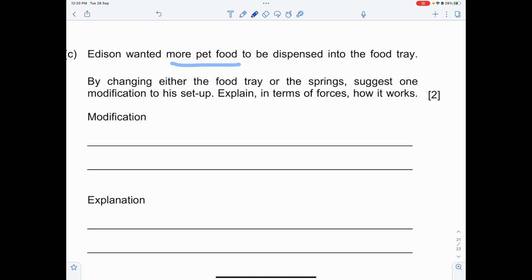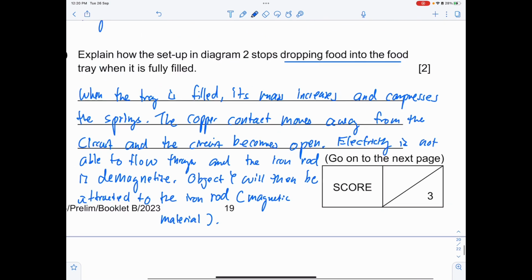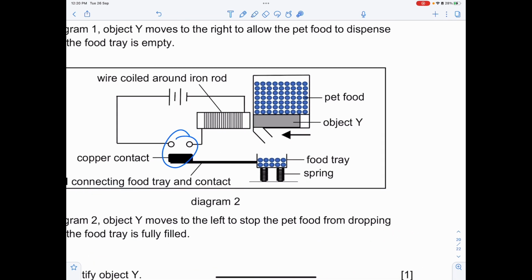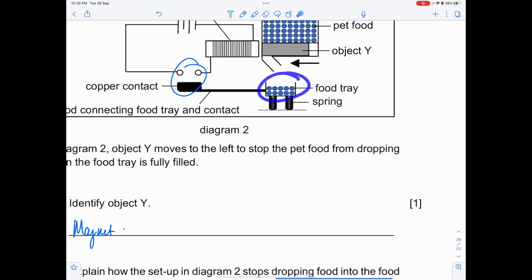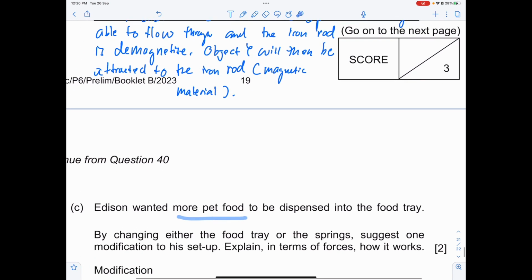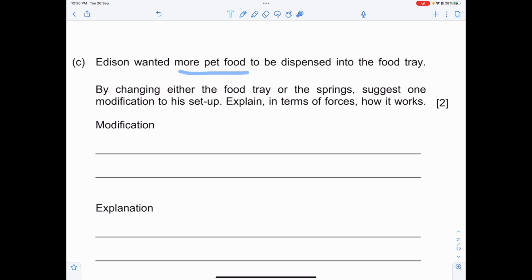So more pet food here now is that you want to actually make it more difficult for your spring to go down. So you have to find some way to decrease the mass of this, isn't it? So that more food can be added to this in order to get the same mass. So what can you decrease? Decrease the mass of your food tray, so that now you need more mass of food to drop. So we can use a lighter food tray.